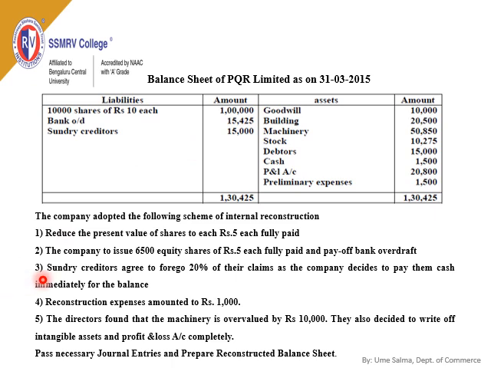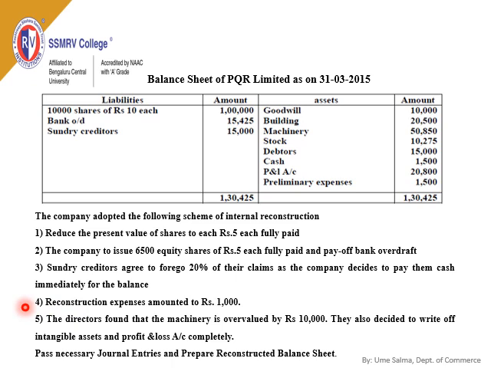And the third adjustment says here: sundry creditors agreed to forego 20% of their claims. Forego 20% means that creditors are agreeing and willing to waive off 20% of their claims on some terms and conditions. The term they want with the company is that the company pays the balance with the sundry creditors in cash immediately.